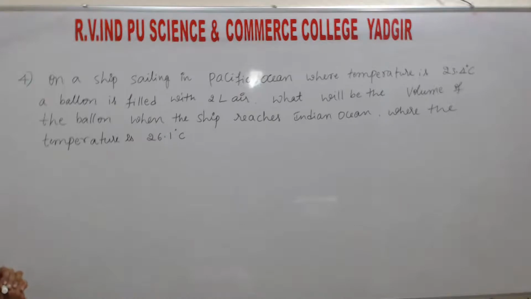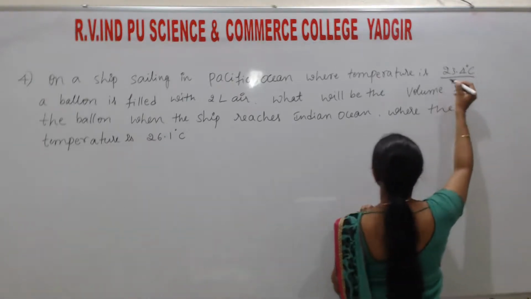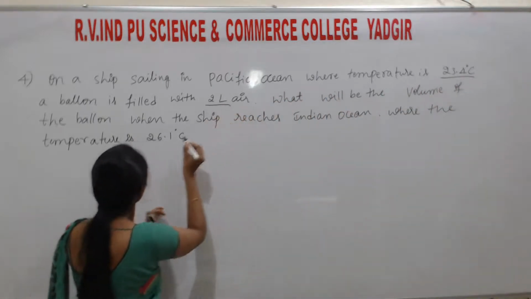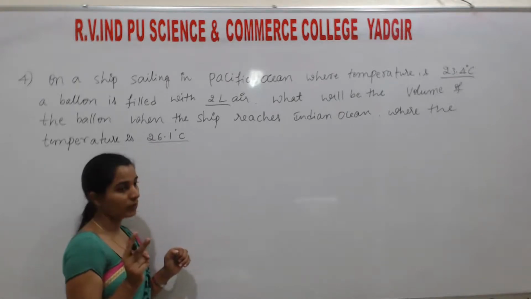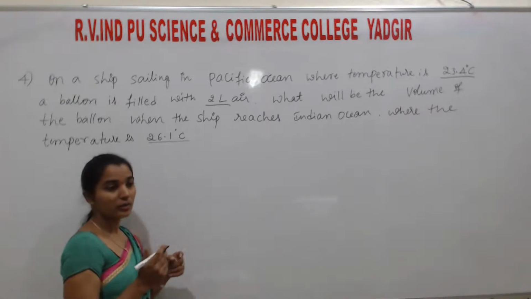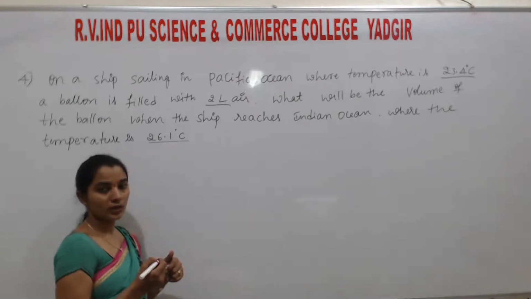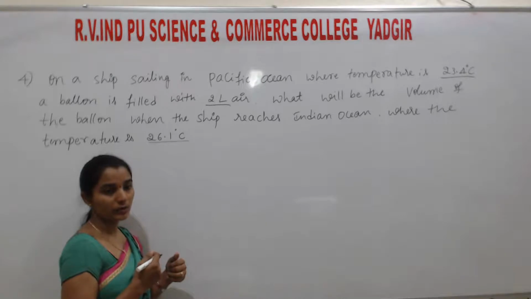So students, here what is mentioned? Temperature 23.4, the volume, and another temperature. They give two temperature values and one volume value. So this follows which relation? The relation between temperature and volume. At constant pressure, volume is directly proportional to temperature. Which law is it? Charles' law.